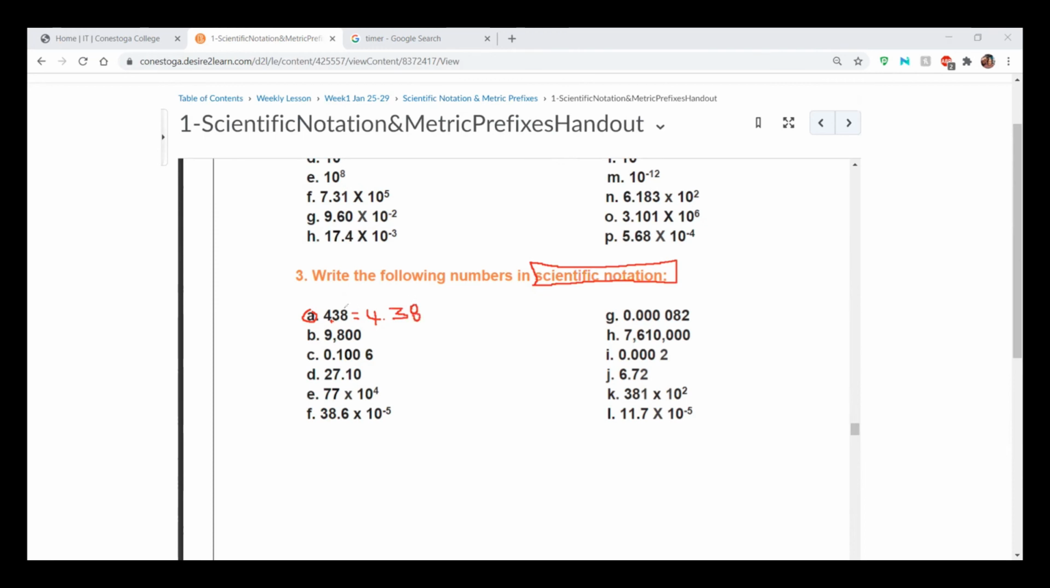Okay, and because I skipped my decimal point from here to being right in front of the first significant digit, because I skipped my decimal point 2 spaces, then I have 4.38 times 10 to the 2. Remember once more that this 2 indicates how many times I was skipping my decimal point, or how many times I need to skip my decimal point in order to get back the number to decimal form.